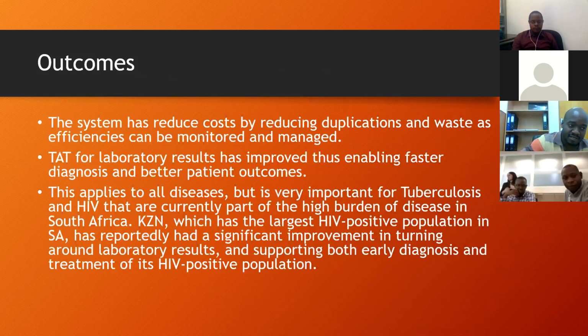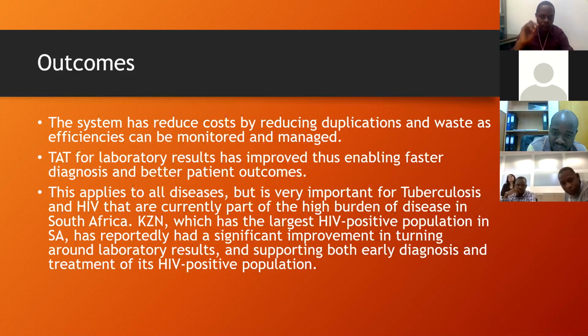Right, so this is the last slide. So the outcomes, the system has reduced costs by reducing duplication and waste, as efficiencies can be monitored and managed also through gatekeeping. And then turnaround time for laboratory results has improved, thus enabling faster diagnosis and better patient outcomes. And then this applies to all diseases, but is very important for TB and HIV that are currently part of the high burden of disease in South Africa.